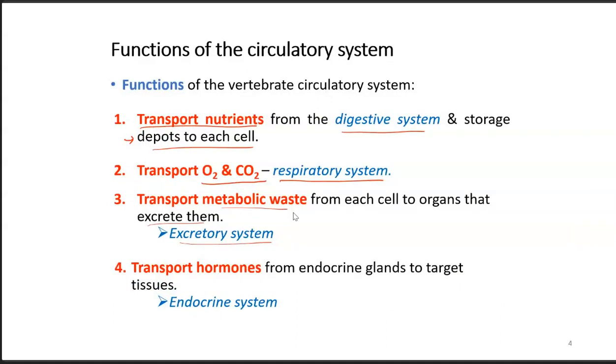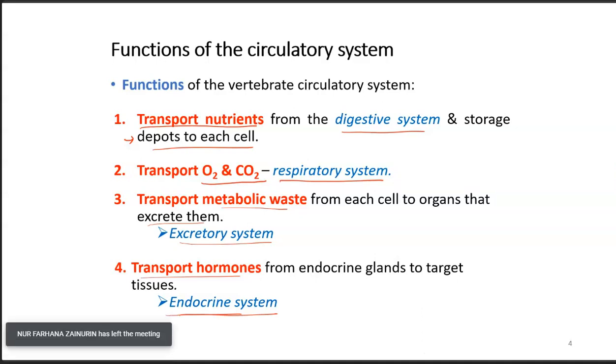And then transport hormones. So this relates the endocrine system with the circulatory system. The endocrine gland will produce and secrete hormone that will travel in your blood circulation to reach the target organs, the target cells that has the receptor for the hormones.